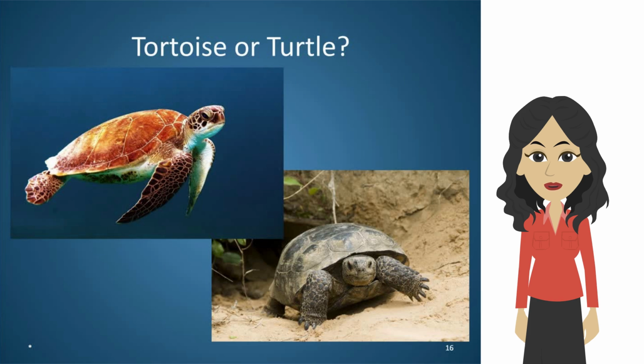Based on the information we just learned, can you tell which one of these animals is a turtle and which one is a tortoise? Let's look at the animal in the bottom picture first. This animal has legs with claws on him. He has a high shell, and look behind him. There's a hole in the ground. Maybe that's where he lives. He's on land. Is this a turtle or a tortoise? It's a tortoise.